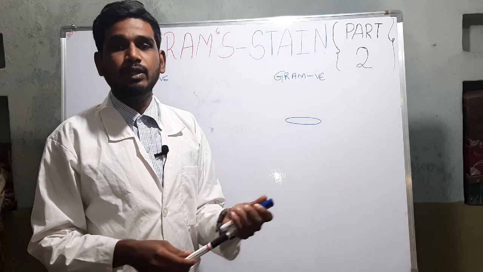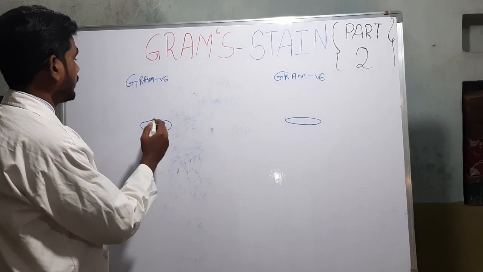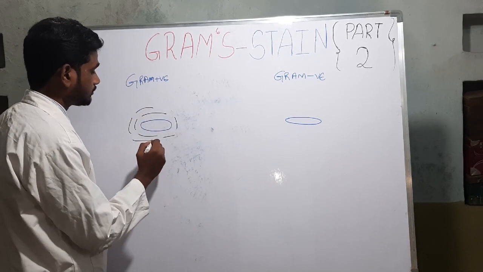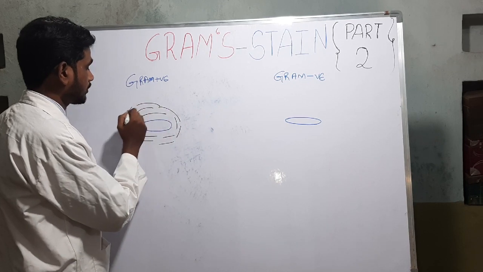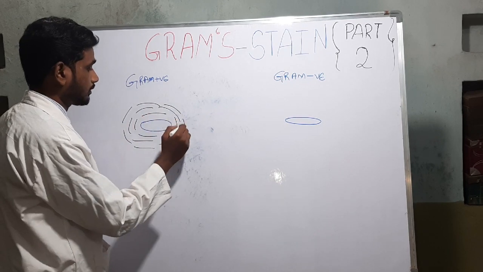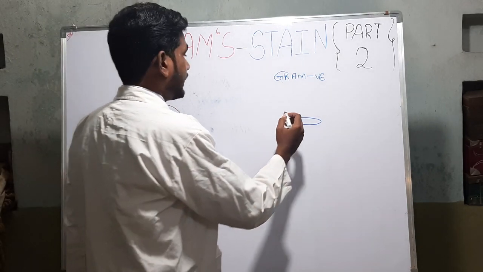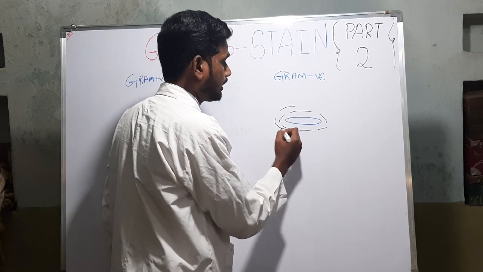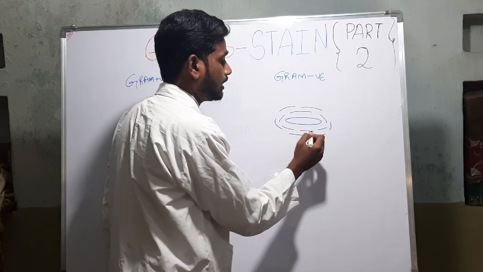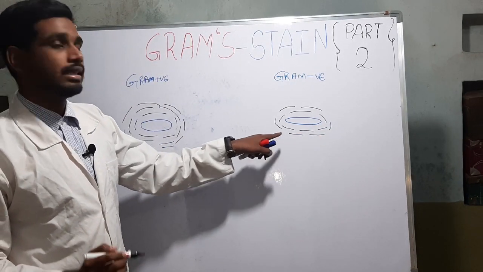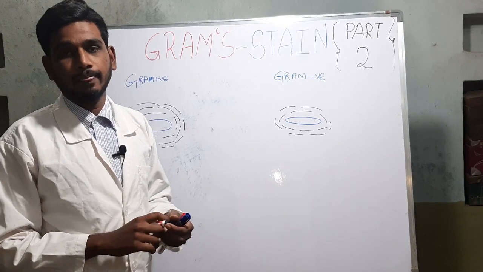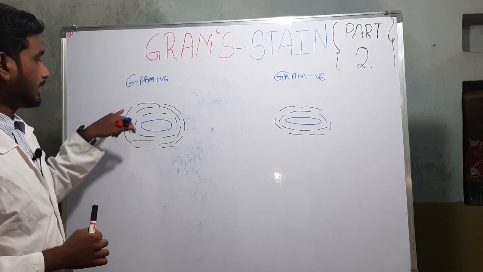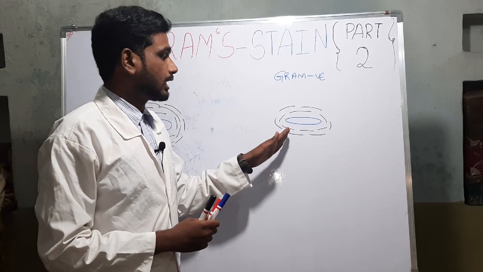The second layer is the peptidoglycan layer. This is the thing you should focus on over here. The peptidoglycan layer in the gram positive cell wall is present in a dense, or you can say thick, quantity, whereas in the gram negative bacteria cell wall it is present in a thin quantity. In the gram positive, the peptidoglycan layer is thick, and in the gram negative it is thin.